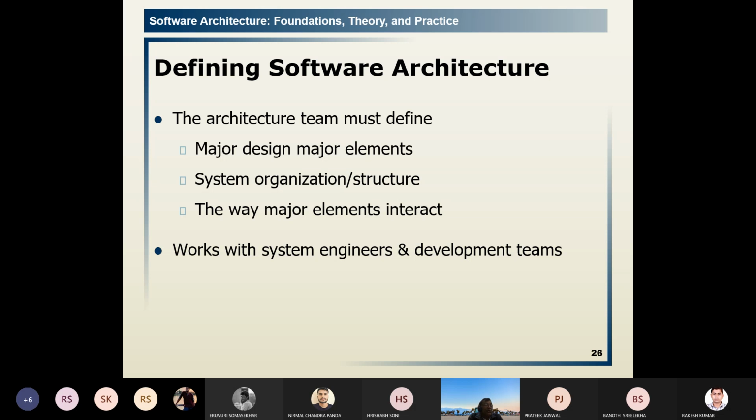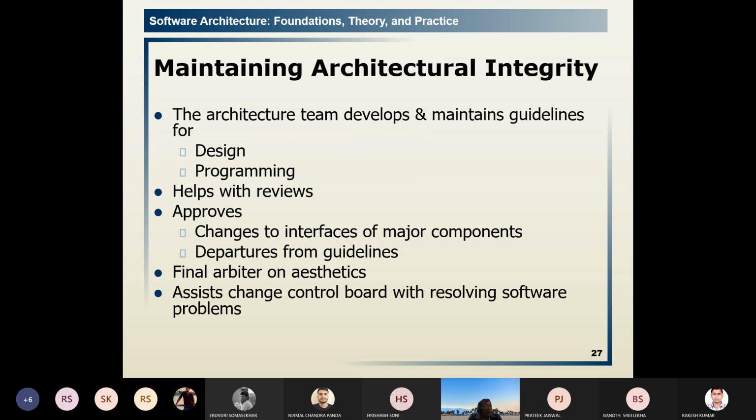They work with the system engineers and development teams. System engineers means the hardware engineers and other team members associated with the development process. So what is this maintaining architectural integrity? Integrity means mostly integrating things honestly, in a very honest way.